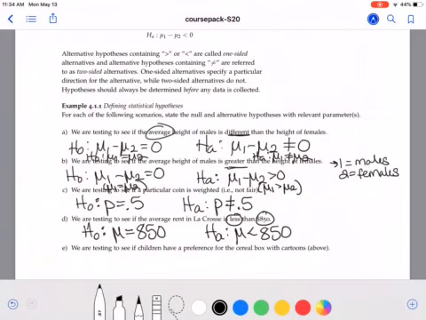And then we're testing to see if children have a preference for the cereal box with cartoons, as we had discussed as a motivating example in the earlier video. And so if the children had no preference, we said they would be choosing each box with a 50% rate. So the children picking the box with the cartoons would be 50%. If they do have a preference for the cereal box with cartoons, we would expect more of them to be picking the box with cartoons. So if p here is representing the proportion that pick the cartoon box, a preference would be that there was more than 50%.